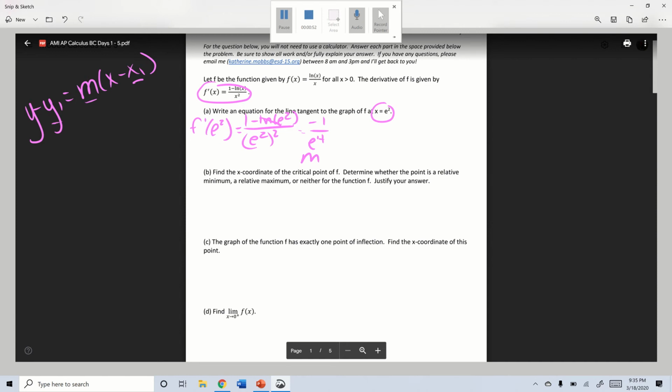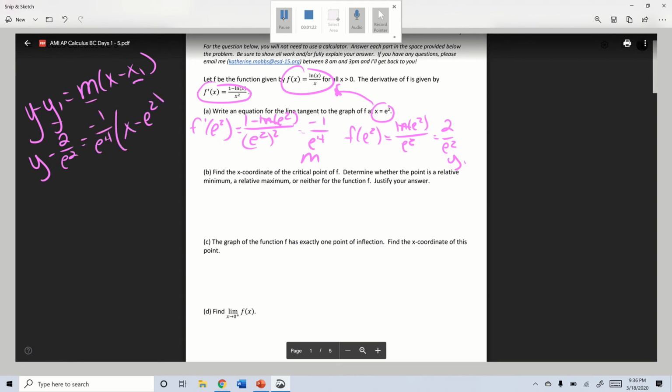Now we still need our y1. y1 comes from our function. So we are just going to take that e squared and plug it in. So f of e squared is ln of e squared over e squared. Again, those are inverses, so we get 2 over e squared. And so that's our y1. So we're just going to take those and plug them in. So y minus 2 over e squared equals negative 1 over e to the 4th, x minus e squared, and that is our answer for part A.